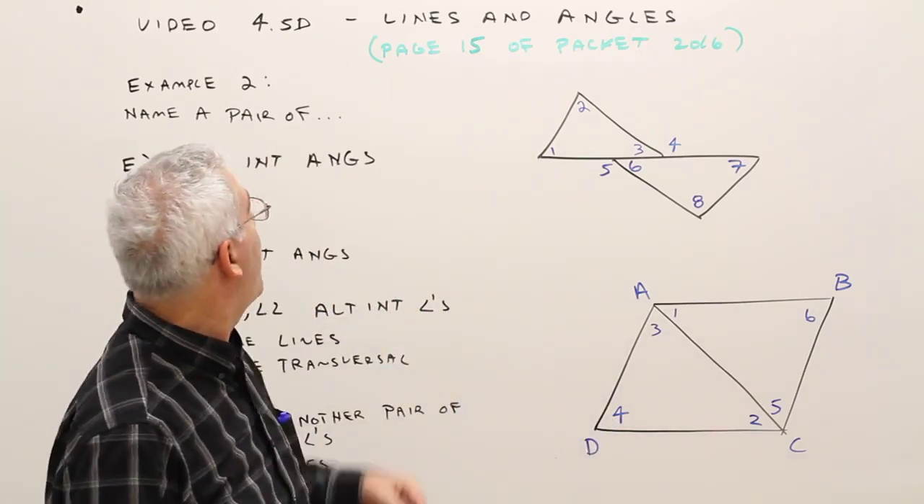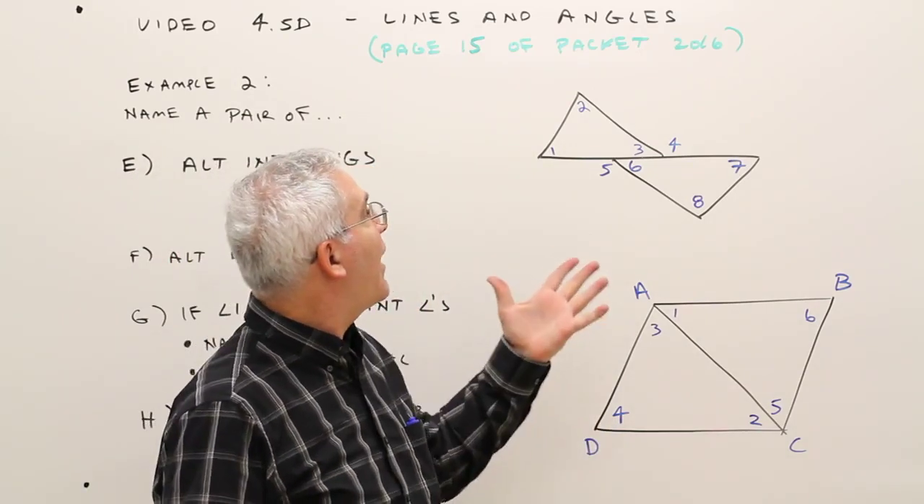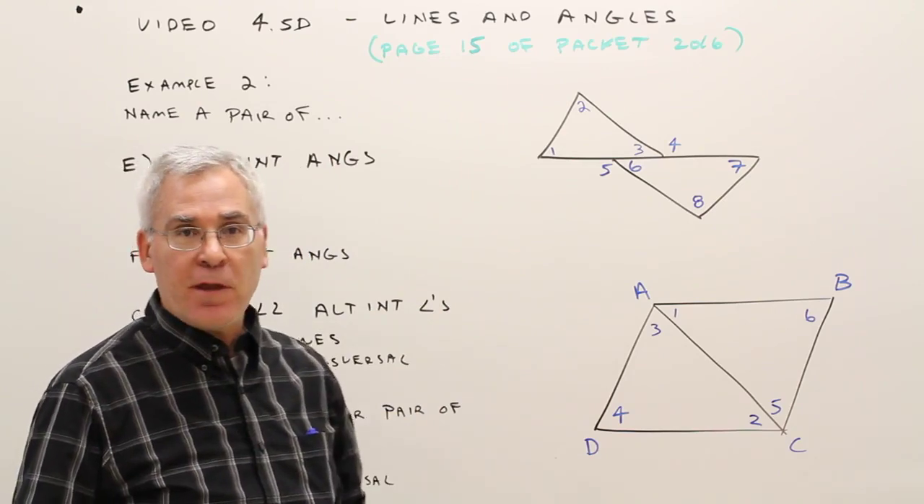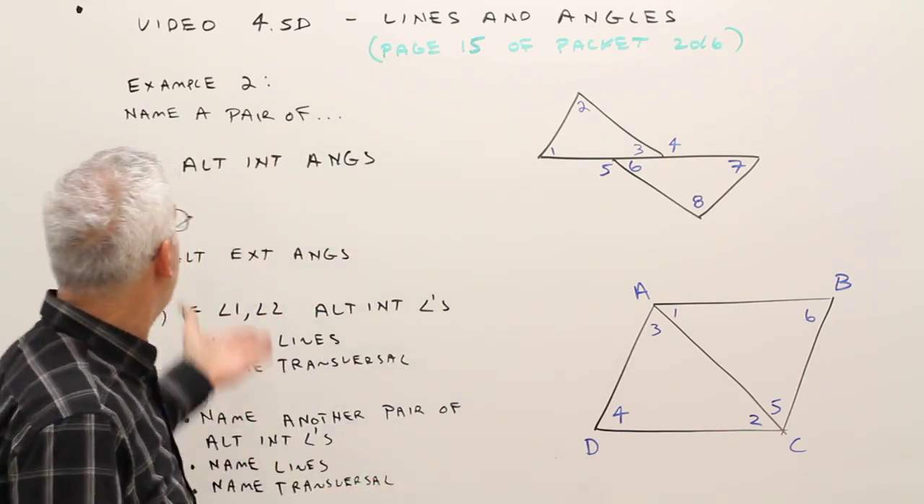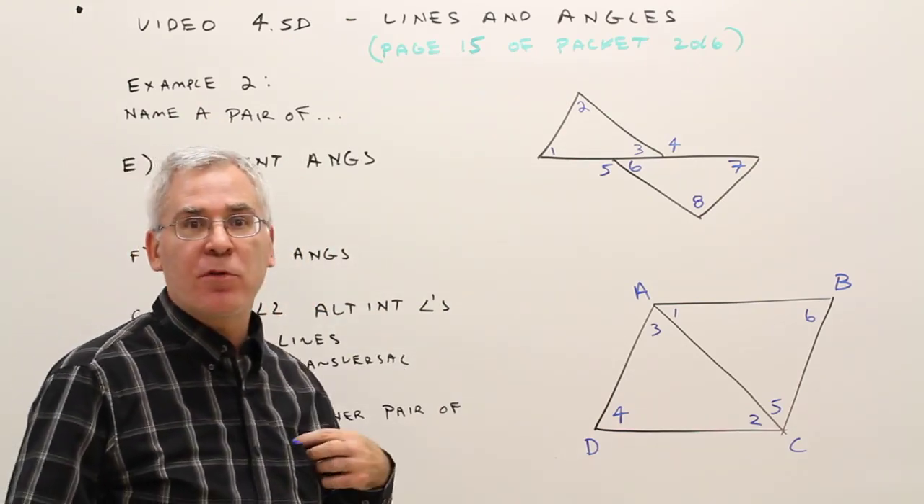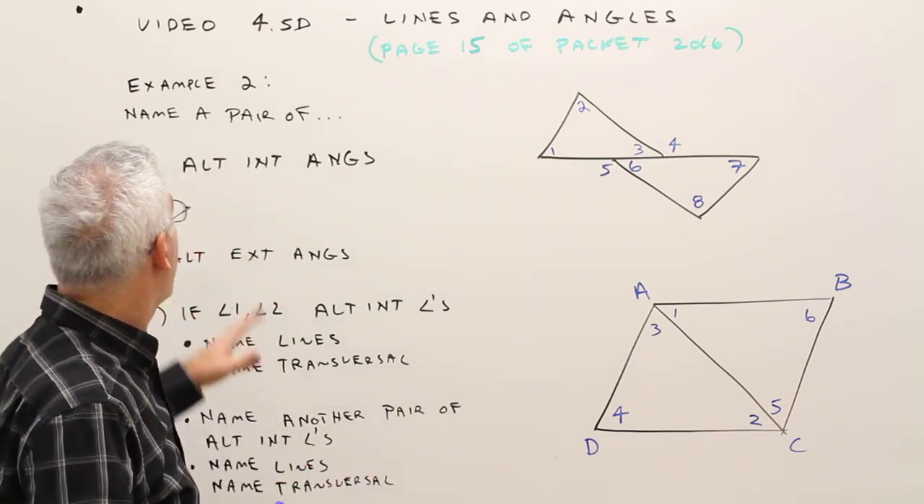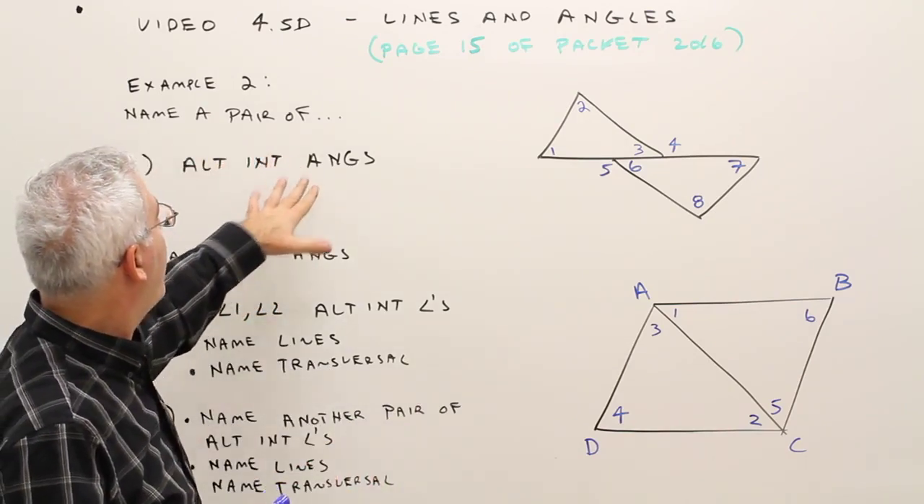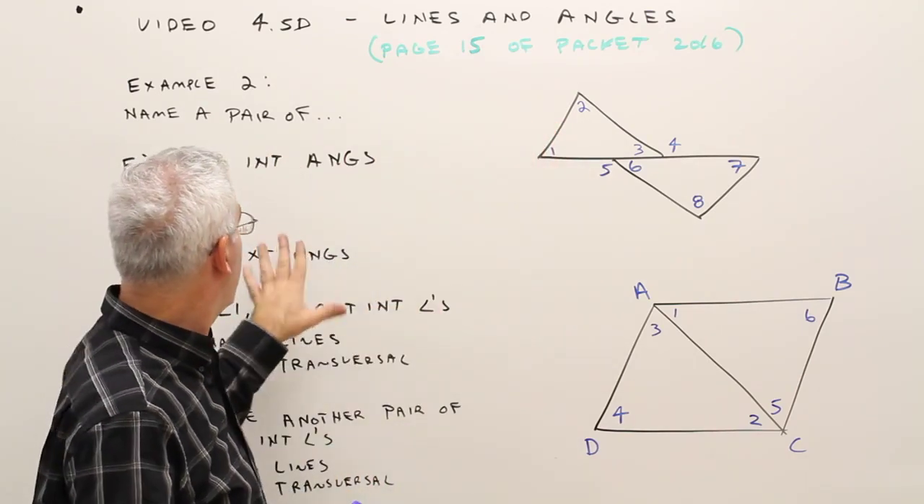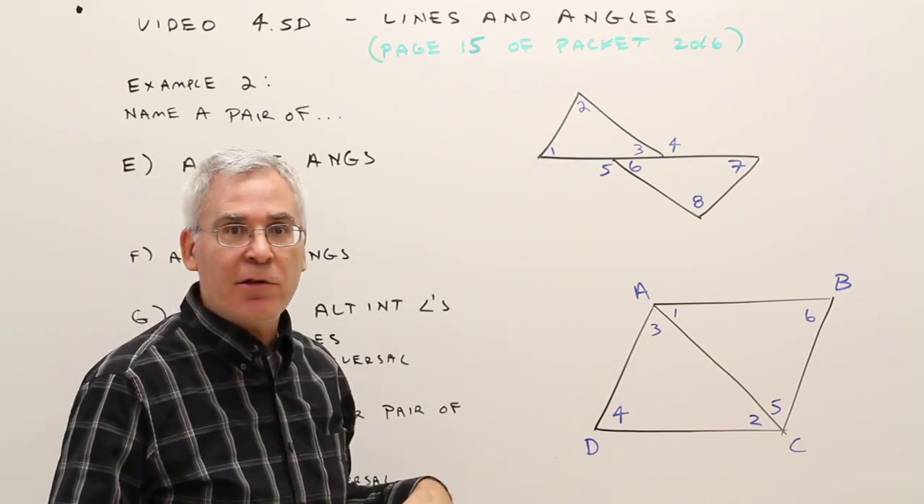Welcome to video 4.5D. Again, lines and angles. We're still on page 15 of the packet from 2016, finishing up example 2, and this will be the end. All right, so name a pair of alternate interior angles and alternate exterior angles.